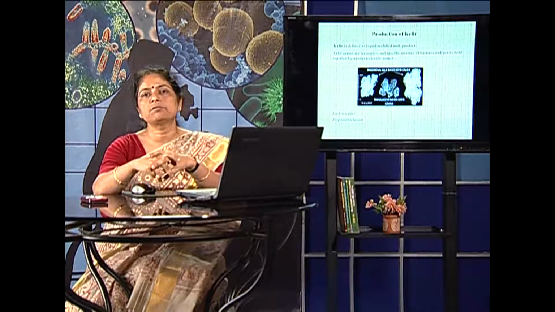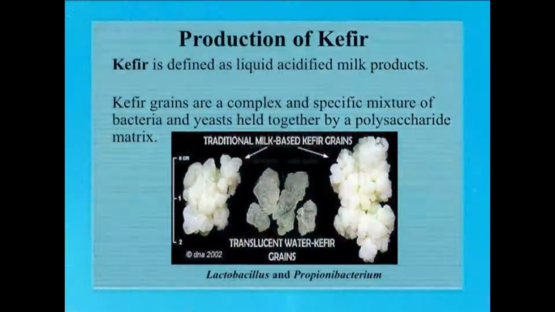Kefir is another product which is being produced by the food industry. Kefir is a liquid acidified milk product to which we add the kefir granules. Now these kefir granules are nothing but a complex and specific mixture of the bacteria and yeast which are held together by means of the polysaccharide matrix. The bacteria present in the kefir granules are Lactobacillus and Propionibacterium. So the addition of the kefir granules in the milk brings about the coagulation of the protein part and therefore the milk so produced is an acidified milk product known as kefir.